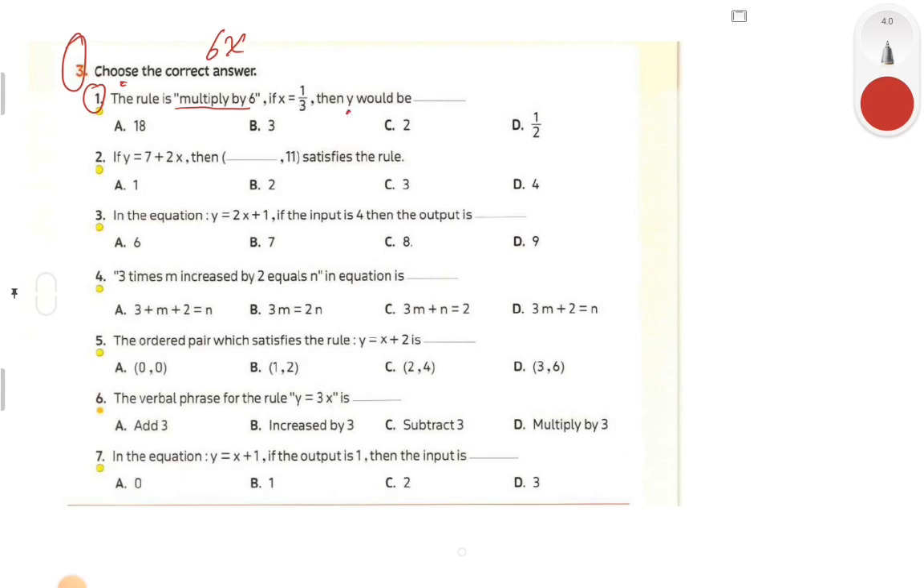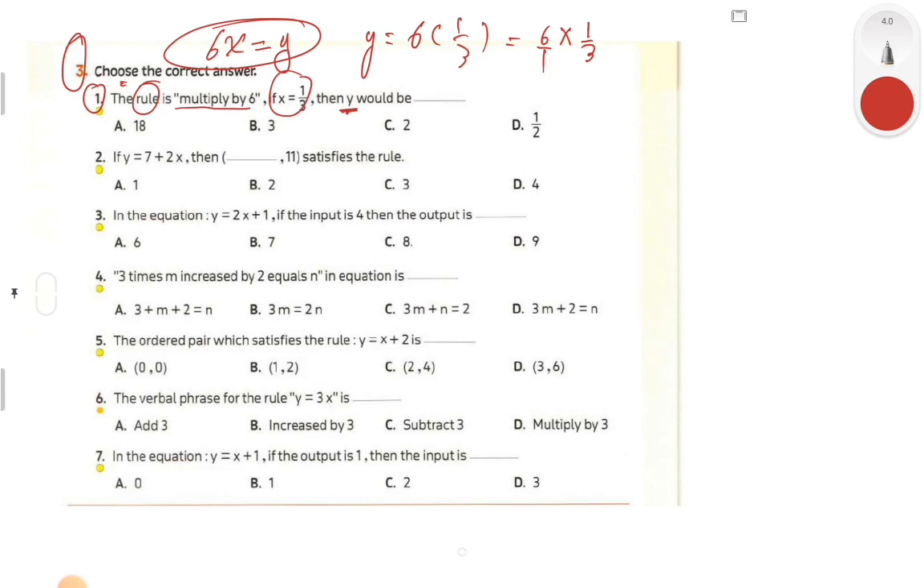If x equals a third, then y equals what? Note with me. Multiply by 6 means x by 6. 6x equals y. I have the rule or equation. Now I need to find the value of y when x equals a third. Just substitute x by a third: 6 by a third. That means 6 multiplied by a third. Okay. Now I have 6 over what? Over 1.